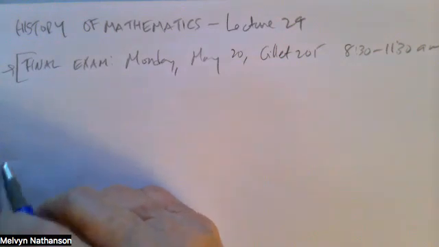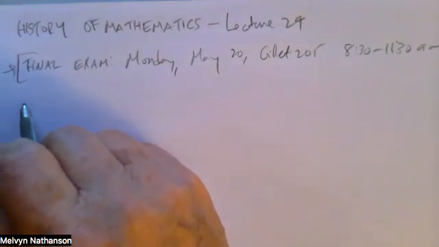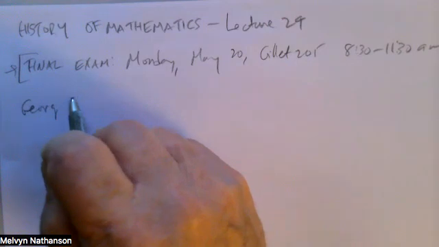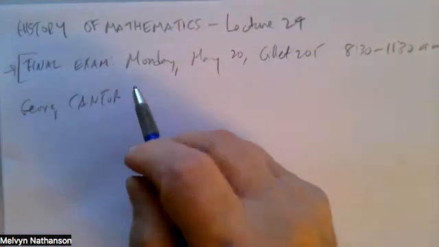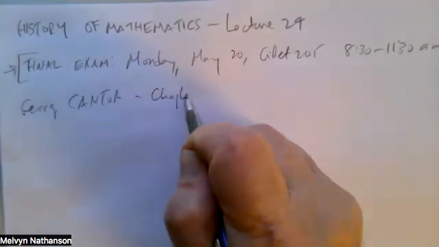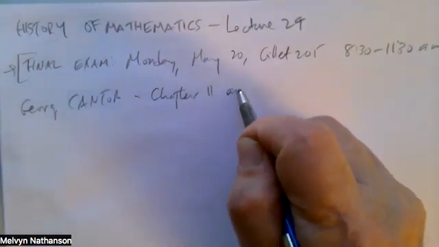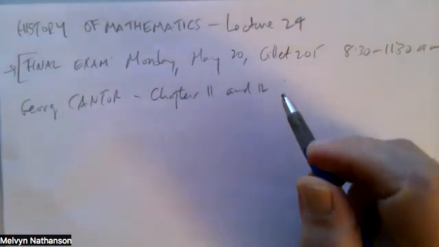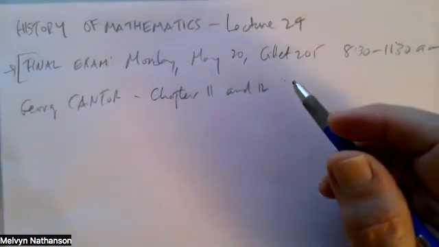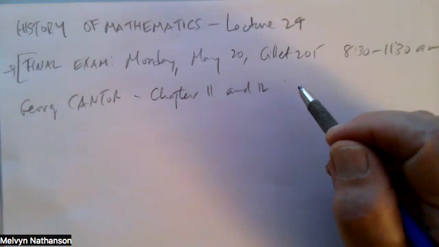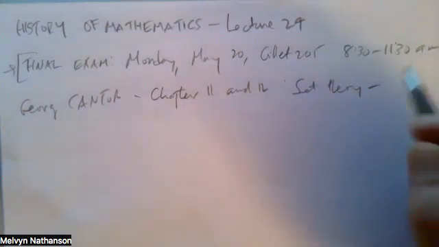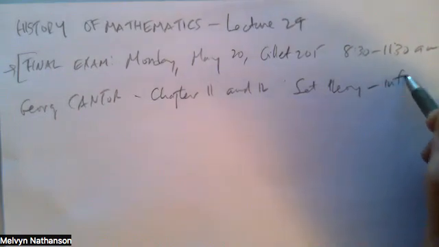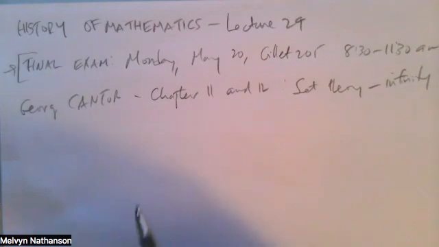We're covering the last two chapters of the book on the work of the German mathematician Cantor. So in the text, this is chapters 11 and 12. It's on the general subject of set theory, and in particular, you're studying infinite numbers.